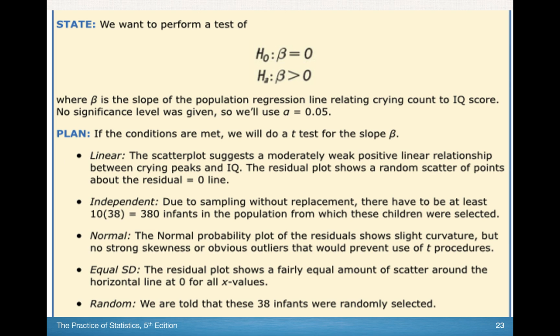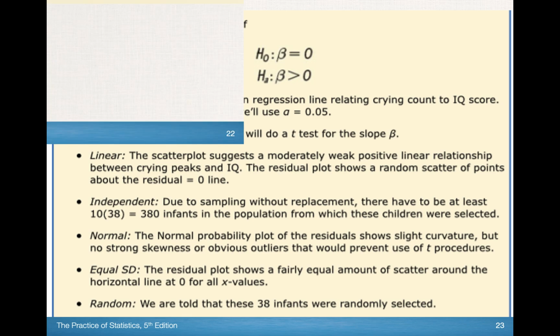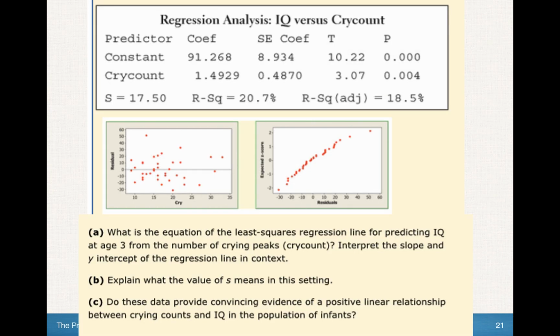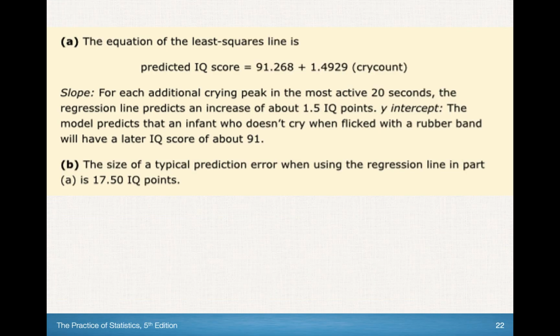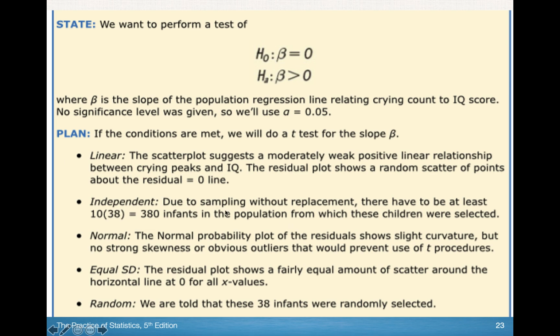So is it linear? Again, we've got to use the data that's given to us. They give us a residual plot. They give us a scatter plot. So we've got to use those two plots. Because the scatter plot suggests a moderately weak but positive linear relationship, and the residual plot shows some randomness, there's definitely not a pattern in the residual plot. It's not a great looking scatter plot, but it does show at least some sort of linearity.